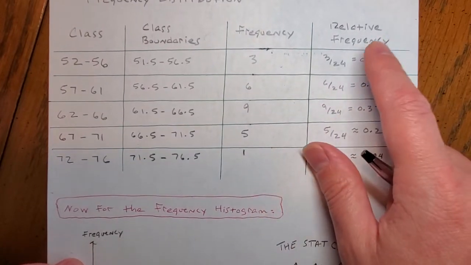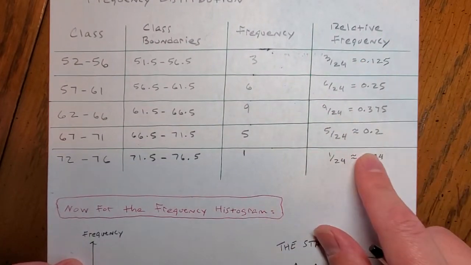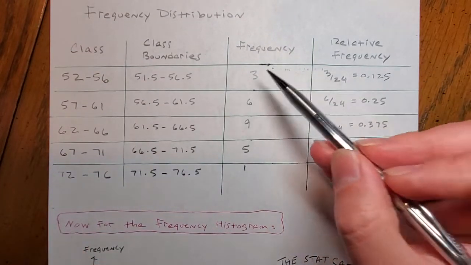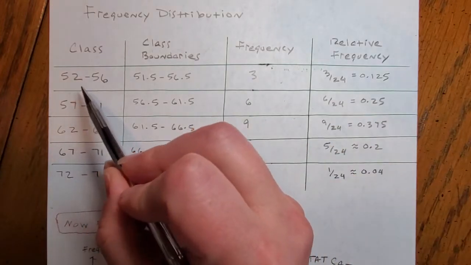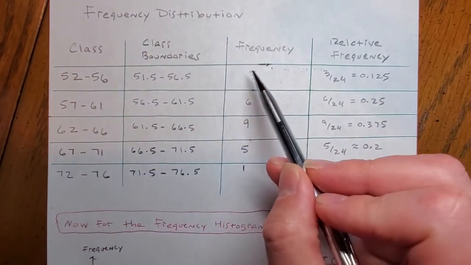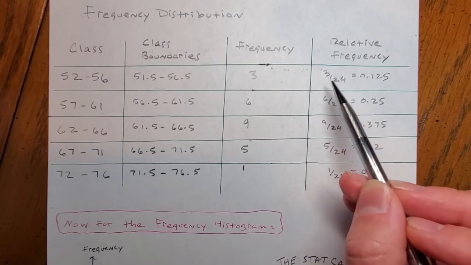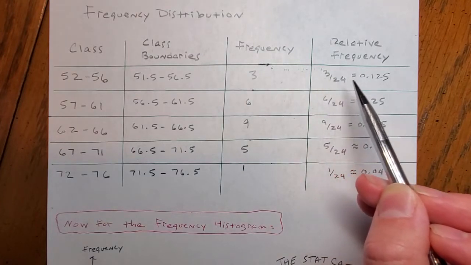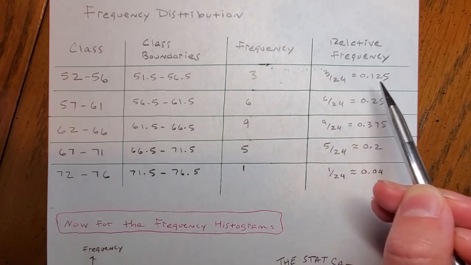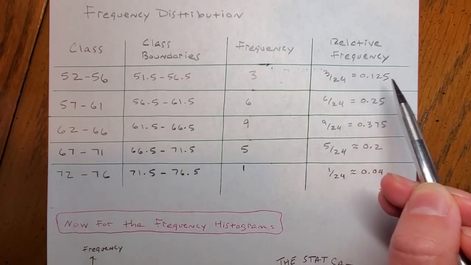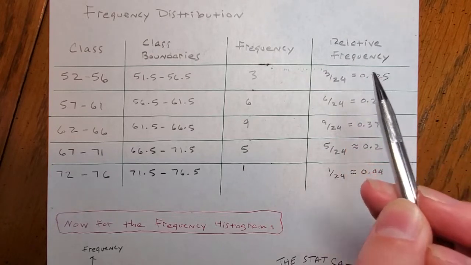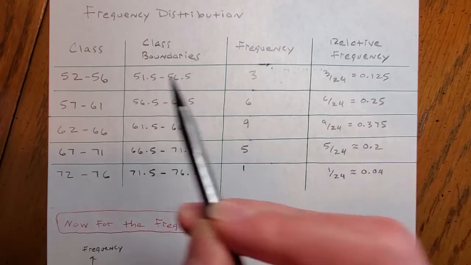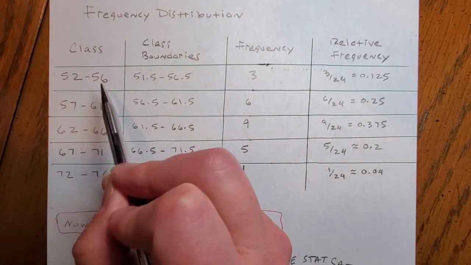Do you remember what the relative frequency is? Well, you can think of the relative frequency as a percentage. Like, so 3 iguanas were between 52 and 56 centimeters, but like 3 out of how many? Well, there were 24 iguanas total, so it's like 3 out of 24. And as a decimal, that's 0.125 or 12.5%. So we could say with the relative frequency, 12.5% of the iguanas studied were between 52 and 56 centimeters.